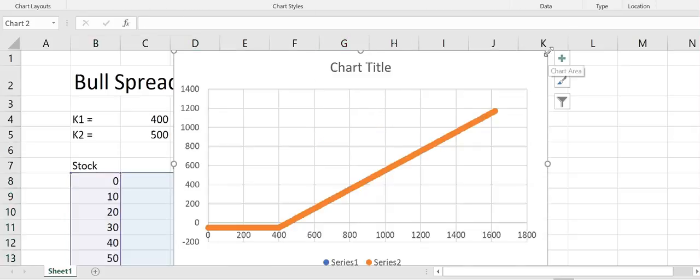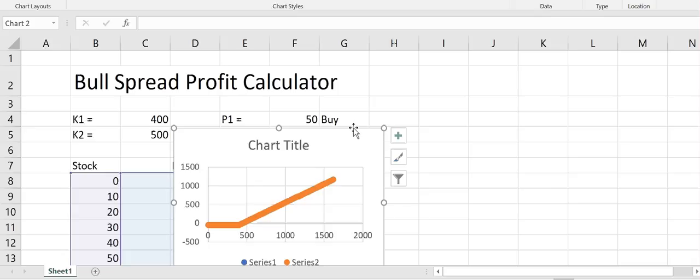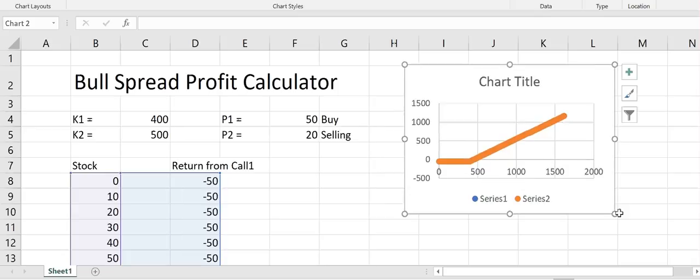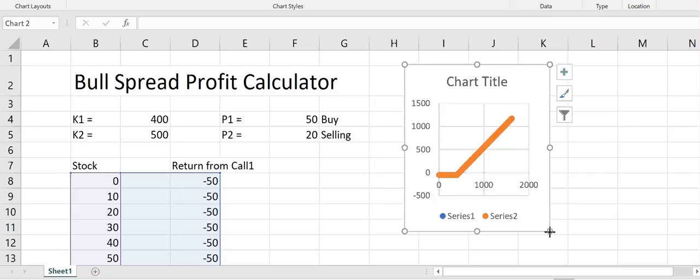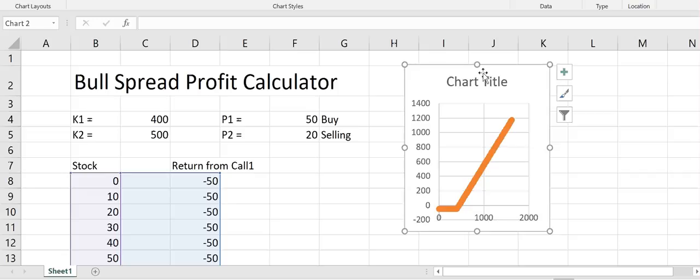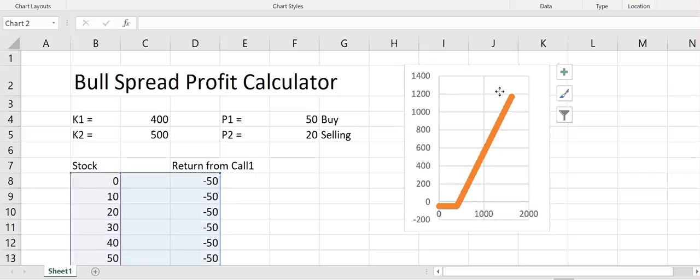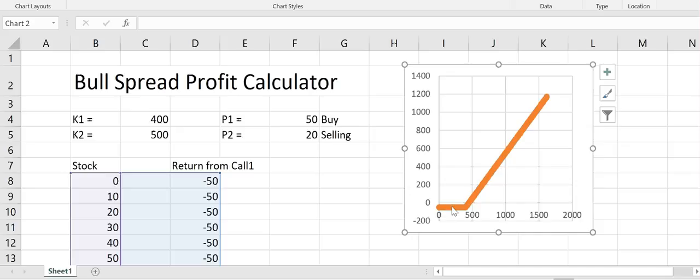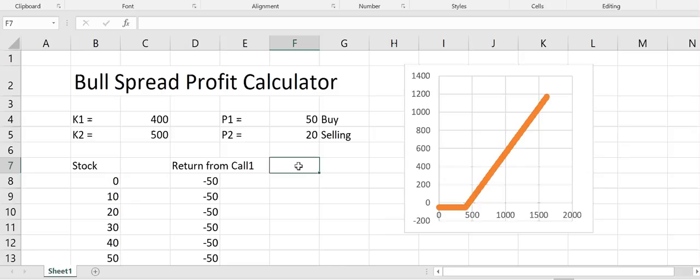So you can see the chart allows us to make sure that what we are doing makes sense. We start with the loss, and then when the stock price goes up, we start to have a profit, right? Now let's do the return from call 2.